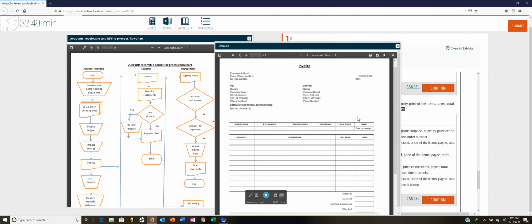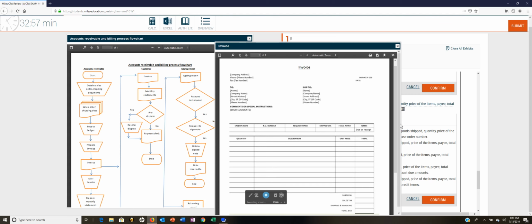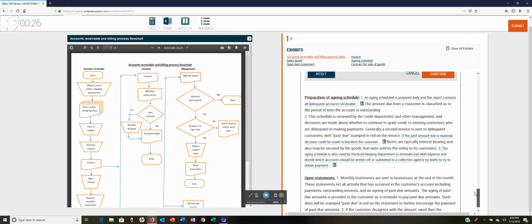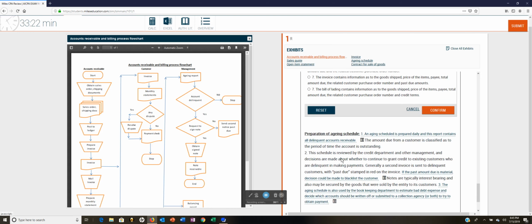I see quantity, description, unit price, total. I don't see anything here about things past due. So I am going to pick that one. No, I'm going to stick with the original text there. Okay, we're not going to change that. All right, at least that's my intent at this point. Now let's do one more here. I'm not going to do every one, because this video is longer than I expected, actually.